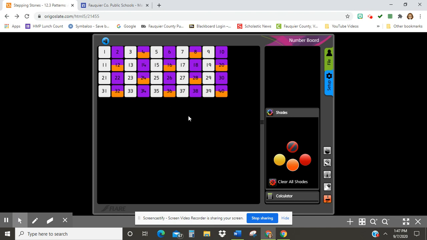Look what kind of pattern that makes. Did you know that every 4th number there is a color shaded in? But do you notice that on the 2's, when we skip counted for the 2's, there's also a 4 shaded in? What do you notice about that?